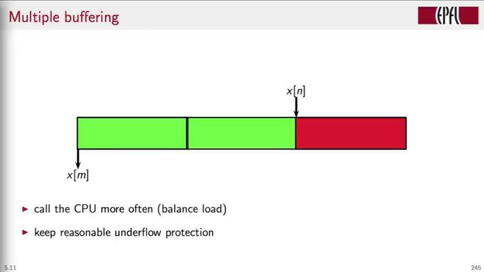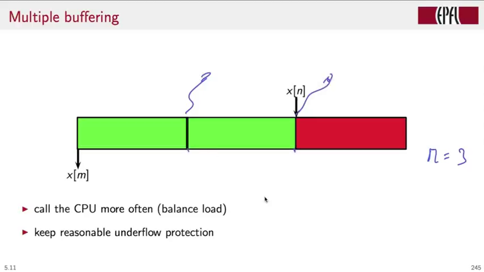In practical applications, it's common to use multiple buffering instead of simple double buffering. In this case, the buffer is divided into sub-buffers, and an IRQ will be emitted every time the read pointer trails one of the boundaries. The advantage is that the CPU will be called more often, and so the load on the CPU will be better distributed in time, while still affording a reasonable underflow protection.